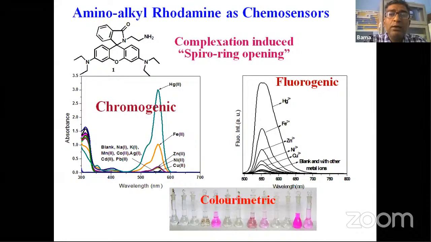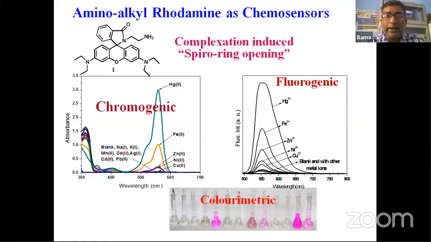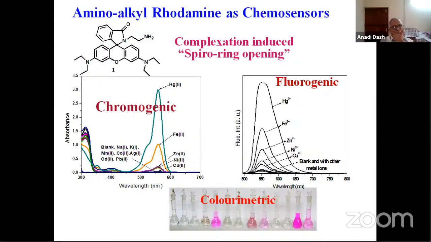So we found that metal ion under certain condition, actually they open the spiral ring and gives the signaling. It can be chromogenic, where the absorption is getting high, or it is fluorogenic, where the fluorescence is very high, and it gives different color. The extent of enhancement of those signals is different with a different metal ion. But to be an ideal detection probe, this has to be selective.